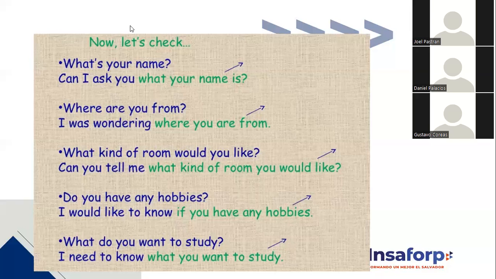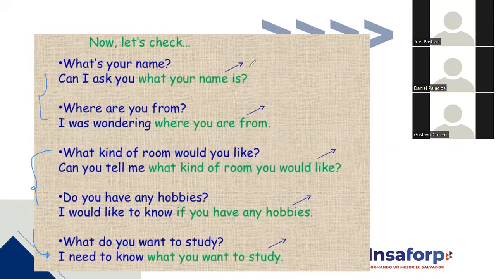Let's do something. I want to hear how you pronounce it. I know they're kind of basic questions, but still. So Gustavo, read the first two ones. Joel, read the next two ones. And Emma, the last one, please. The direct and indirect.